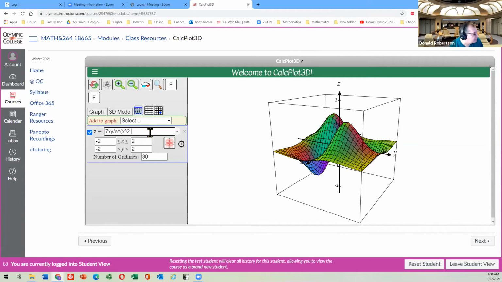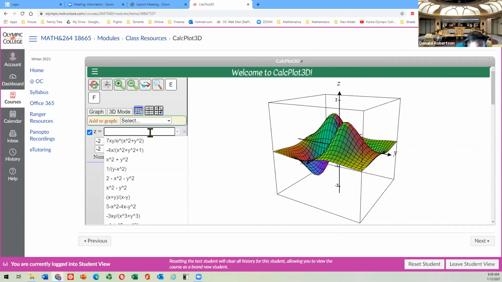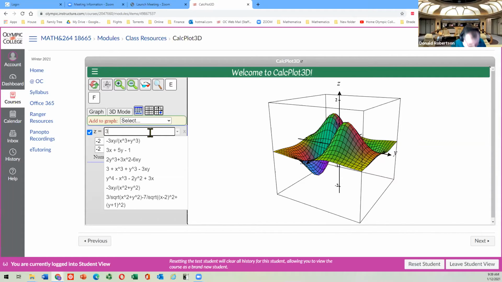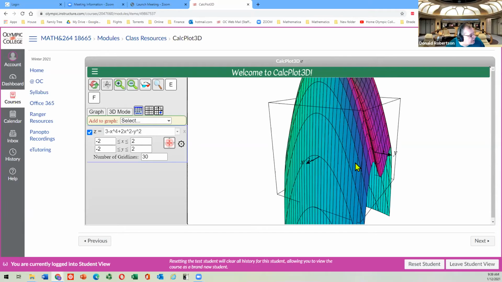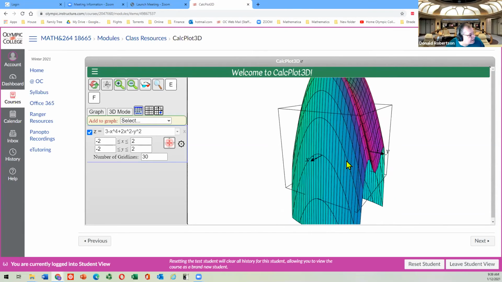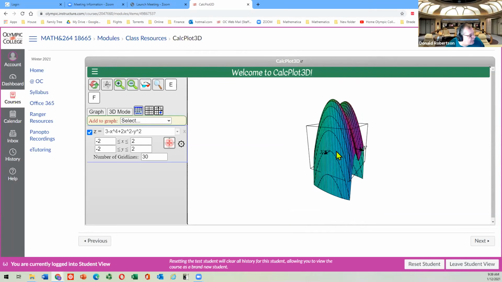So you type in your function. Let's suppose it was 3 take away x to the 4 plus 2x squared, take away y squared. Now, if I click off this, let's shrink this back a little bit.